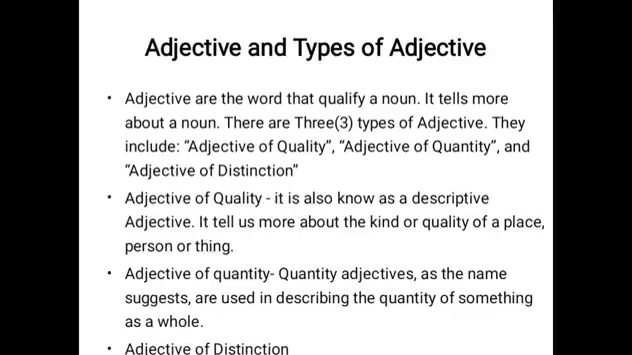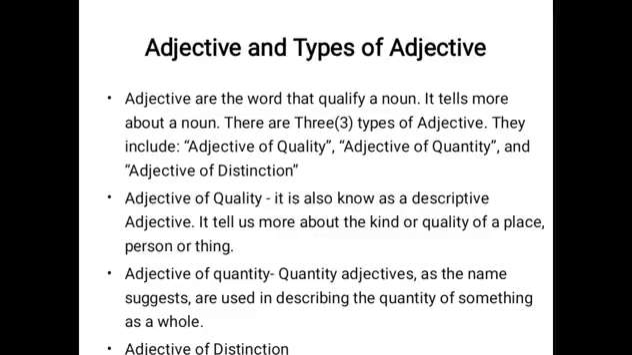So now moving on to adjective and the types of adjective in English. Adjectives are words that qualify a noun. It tells more about a noun. There are three different types of adjective. They include adjective of quality, adjective of quantity, and adjective of distinction.